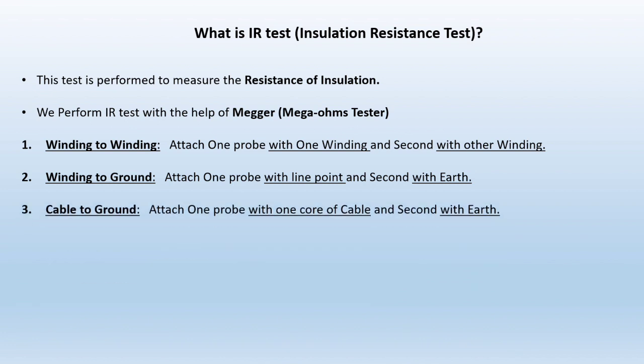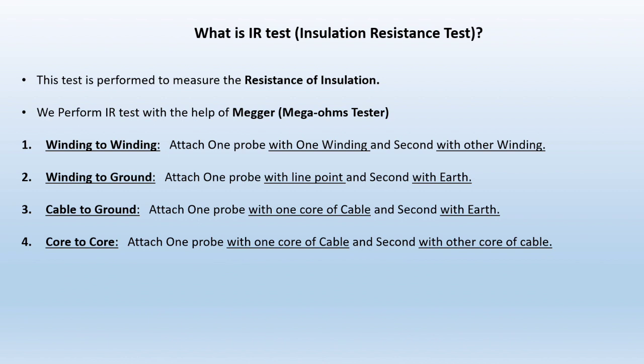Cable to ground. You also know that the cable is insulated, so we will find the insulation between the cable core and the ground, meaning the earth, to find out whether the cable is connected with the earth or not. And obviously it should not connect with the earth. If the result is satisfactory, it means we can connect the cable or we can use it.